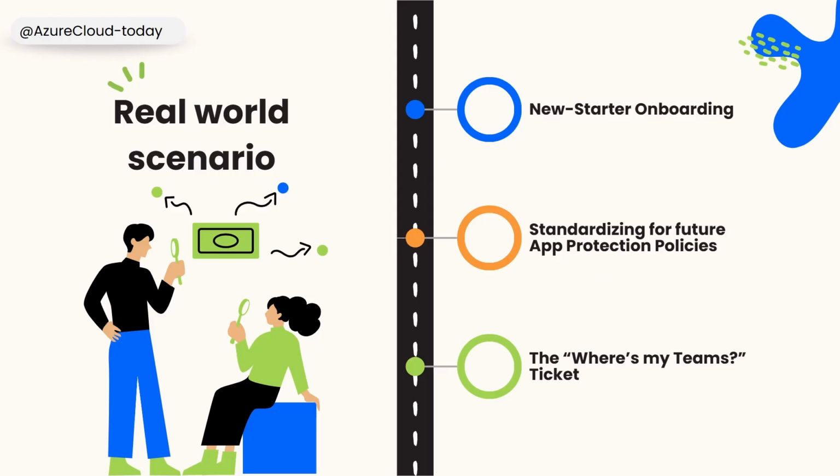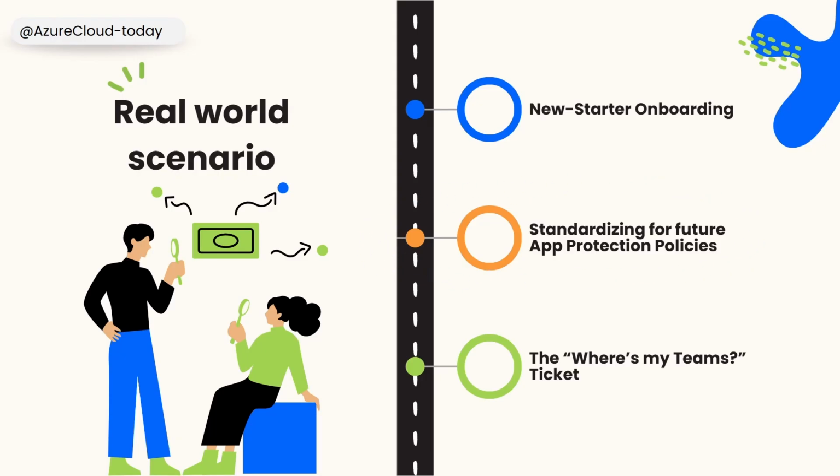The second scenario is to standardize for future application protection policies. So if we push our Microsoft Teams via Microsoft Intune, it becomes a managed application. So with that, we can enforce application protection policies in future videos. For example, blocking of copy pasting can also be enforced using this.